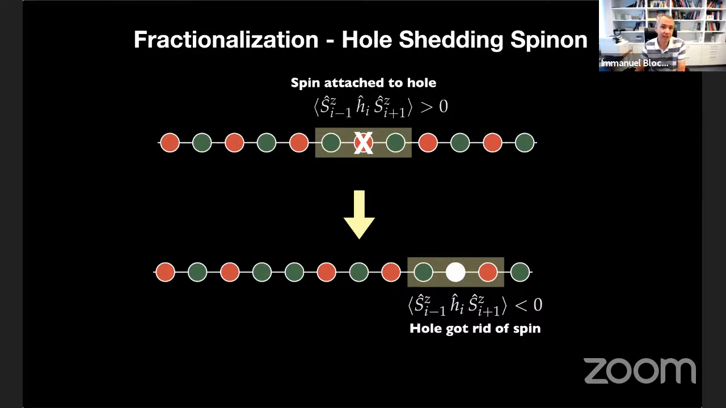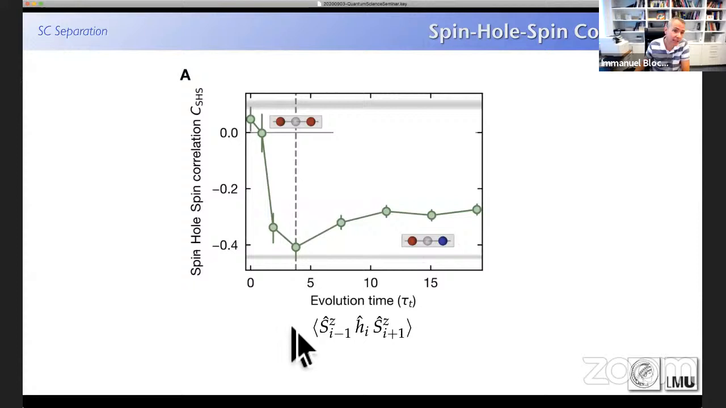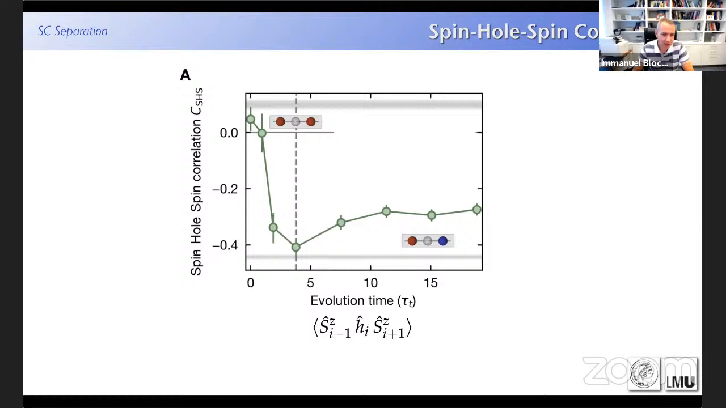And this is indeed what we see. So this is the three-point correlator, the spin-hole-spin correlator. It starts out positive at time t equals zero, then becomes negative. And then because of the trap in our system, it settles to a slightly less negative background value in the system, but still stays negative. Telling us that the spinon has moved away from the holon, which is now surrounded by an antiferromagnetic environment.